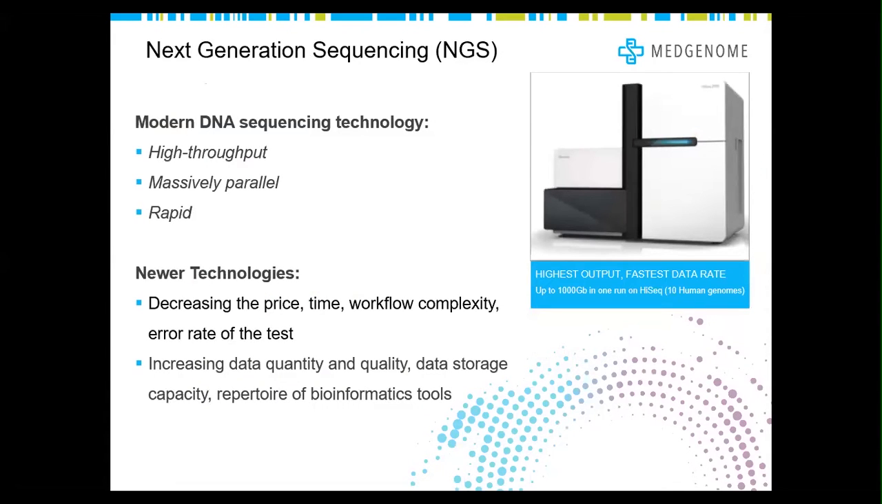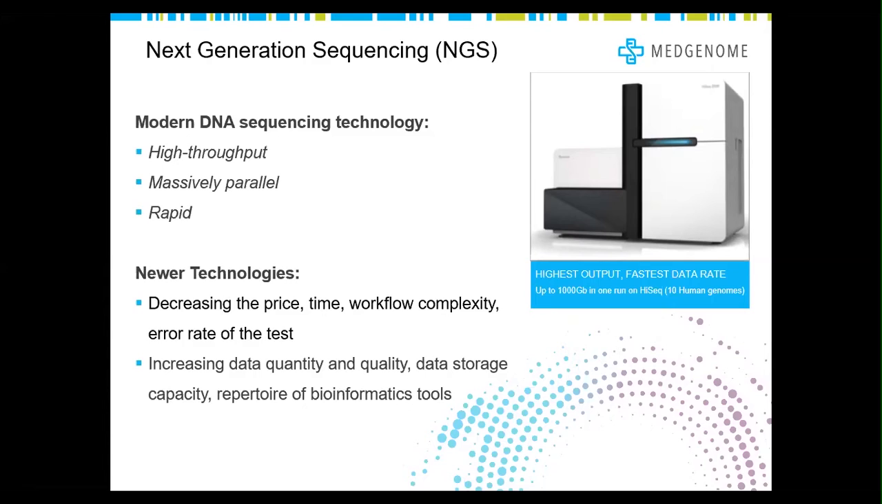The next generation sequencing, which everyone is talking about, is basically a higher definition of the initial traditional Sanger sequencing. The methodology may be a little different, the techniques may be different, but the basic principle is still the same. We go for PCR and then we sequence the ATGC variants. So it is a high throughput, massively parallel and rapid technology. Due to this, it is decreasing the price and the time and the error rate of the test which we are doing. And also we are getting increasingly high quantity and quality data, and the repertoire of bioinformatic tools is helping in this.